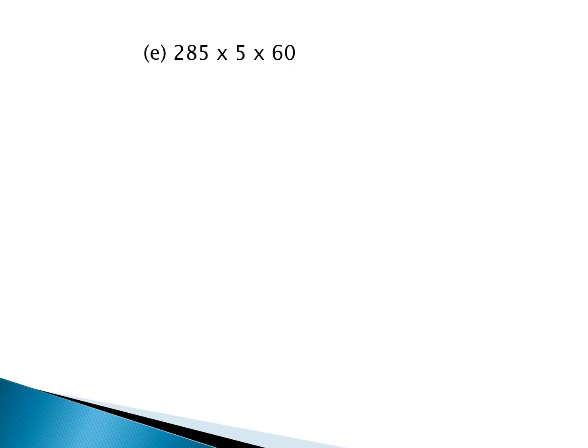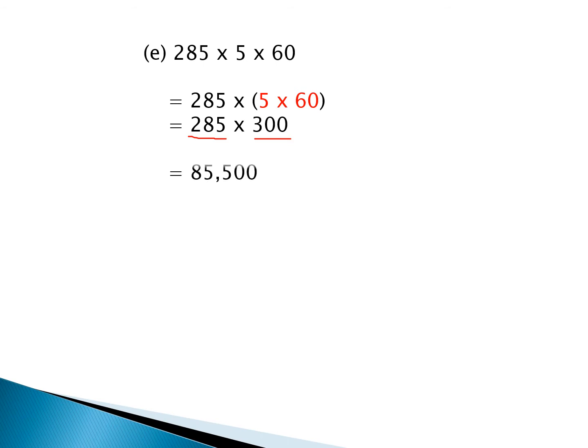Children, now come to E part, which is 285 multiply 5 multiply 60. We will follow the same procedure as we have done earlier. We will multiply those two terms which will give 0 at one's place. So it is clear that we will multiply 5 by 60 to get 300, and then we will multiply 285 and 300 together to get a final answer. Our final answer we will get after multiplying 285 by 300. So our final answer will be 85,500. This is our final answer. I hope this question is clear, children.